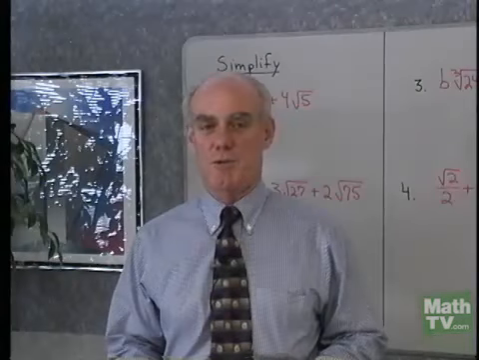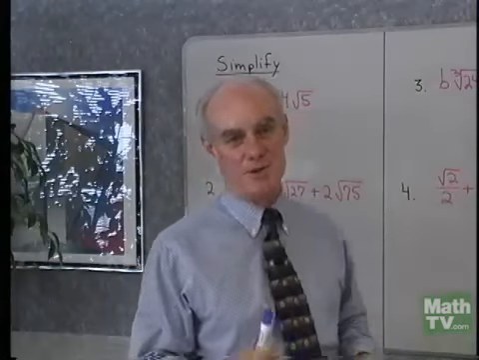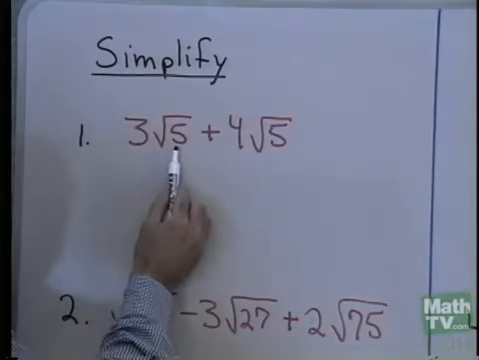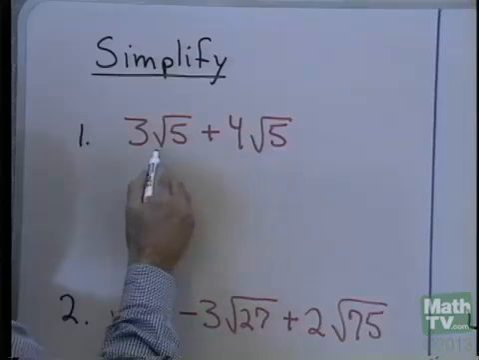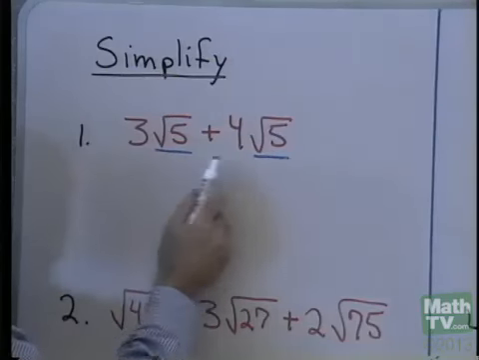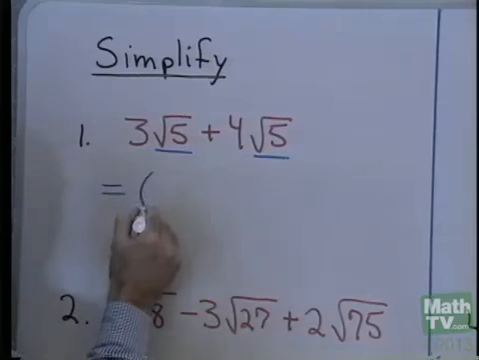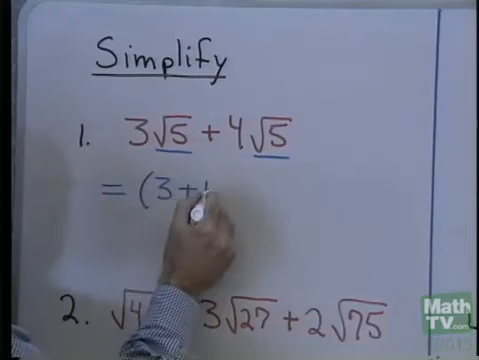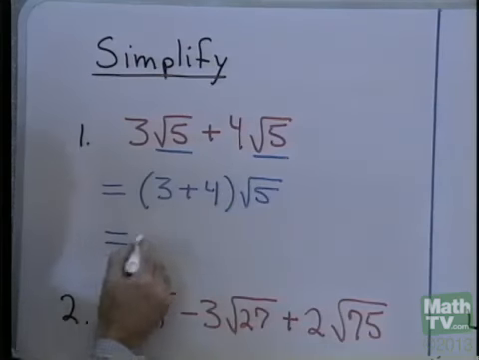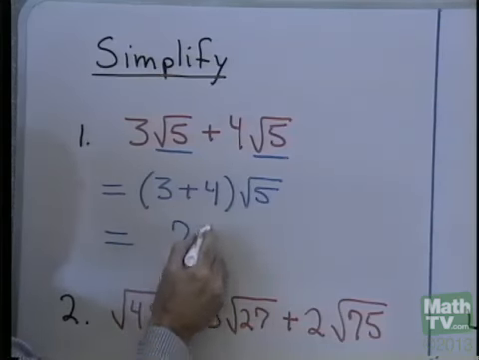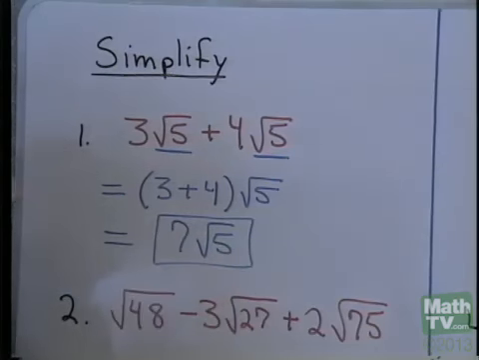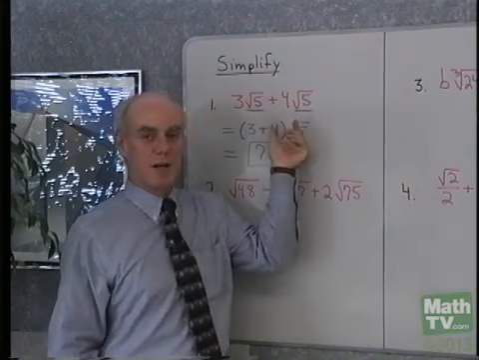We combine radical expressions by using the distributive property. Here's our first problem. Let's combine or simplify 3 square root 5 plus 4 square root 5. Now we see that the square root 5 is the same in both this term and this term, so applying the distributive property, we have 3 plus 4, that quantity, times square root 5, and then 3 plus 4 is 7 square root 5.